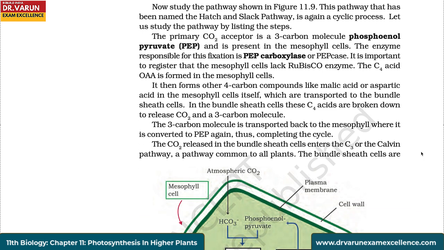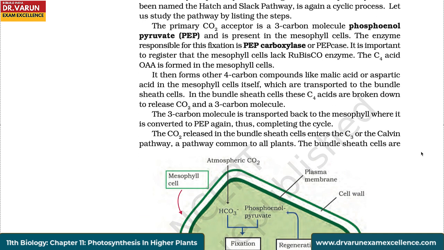Now study the pathway shown in figure 11.9. This pathway that has been named the Hatch and Slack pathway is again a cyclic process. Let us study the pathway by listing the steps. The primary carbon dioxide acceptor is a 3-carbon molecule, phosphoenol pyruvate, and is present in the mesophyll cells. The enzyme responsible for this fixation is PEP carboxylase, or PEPcase.